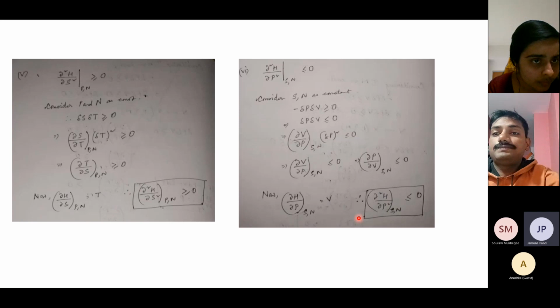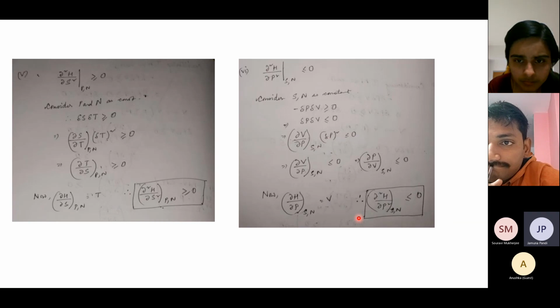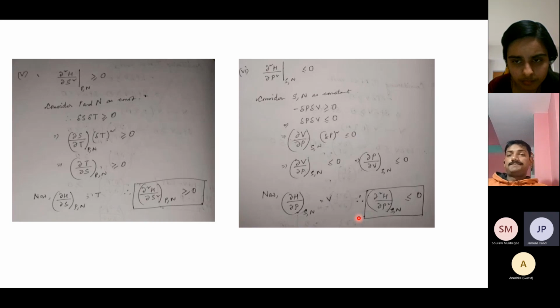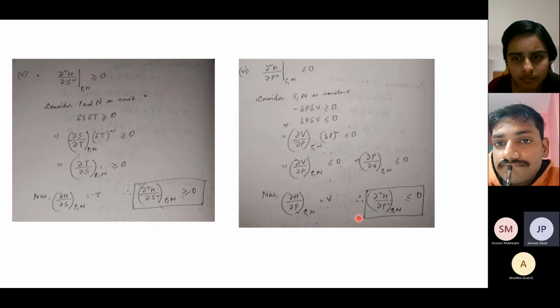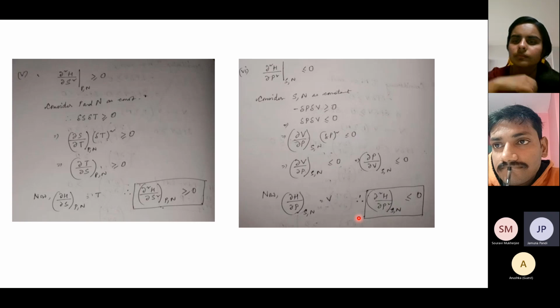In all the problems, del V by del P, if we take the reciprocal, del P by del V, even if we take a reciprocal, the symbol of less than or equal to will be the same. Taking a reciprocal means that if it is a greater than symbol, it should be a smaller than or equal.